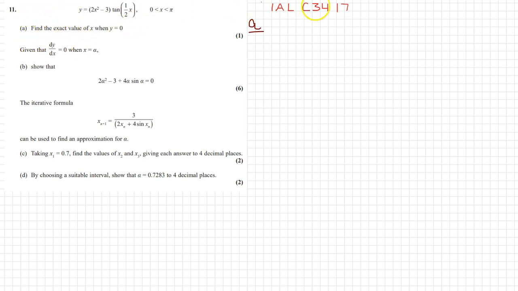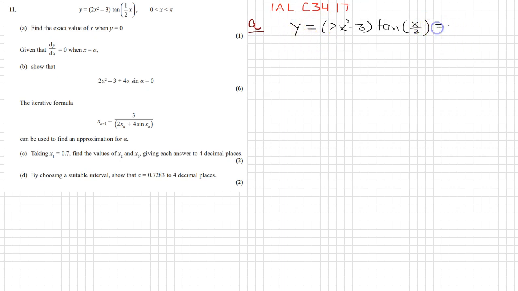This is IAL C34 2017 question number 11. y is equal to (2x² − 3) tan(x/2), and x is between 0 and pi. Find the exact value of x when y is 0.